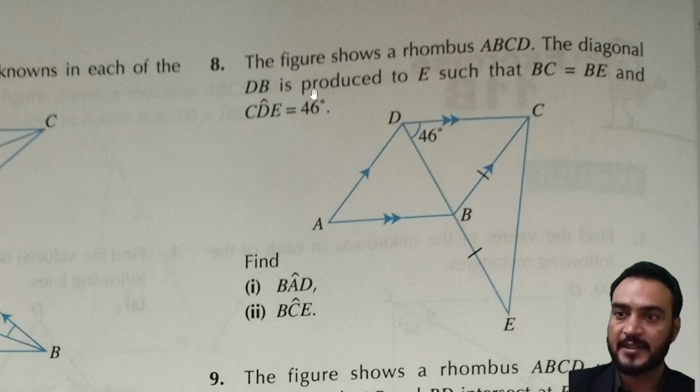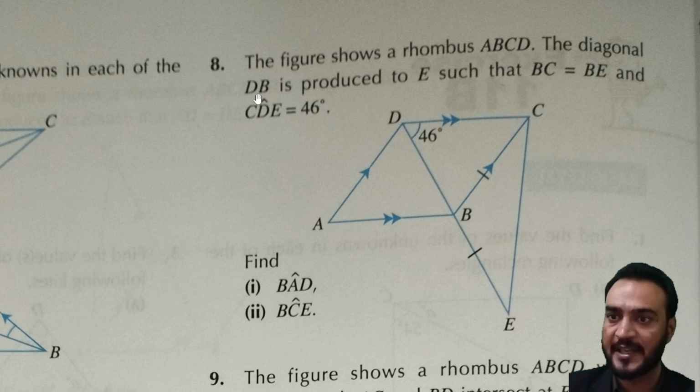Question number 8 is: the figure shows a rhombus ABCD. The diagonal DB is produced to E such that BC is equal to BE. So this is the rhombus A, B, C and D. This is the diagonal BD and it is produced toward E such that BC is equal to BE. These two lines are equal in length. Now, CDE is equal to 46 degrees.